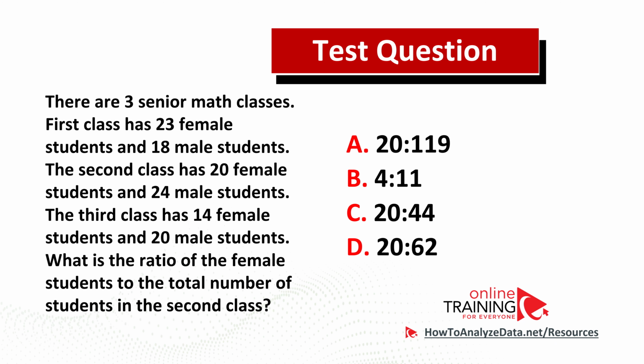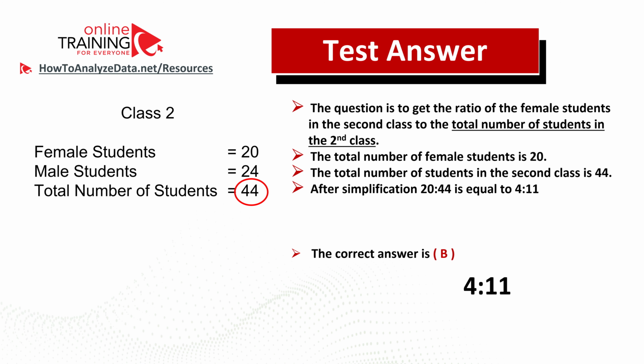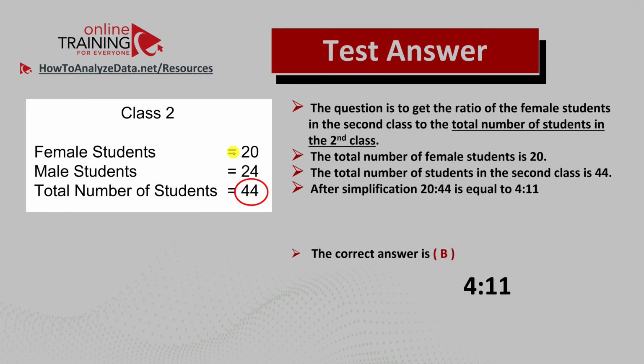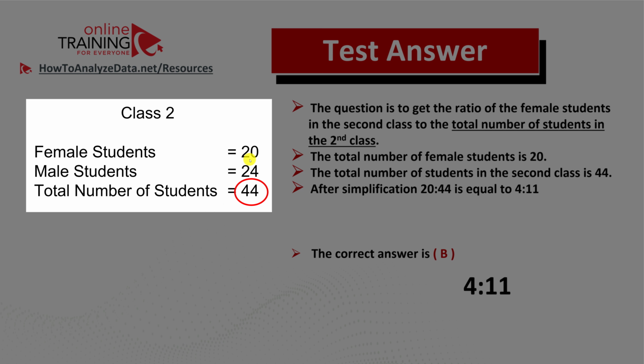Did you come up with the answer? Let's continue to see if we can solve this challenge and get to the correct solution together. The tricky part here is that you're presented with lots of data about first, second, and third classes. But the question only asks you about the ratio in the second class. So the total number of female students in the second class is 20. And the total number of male students is 24, which is irrelevant already.